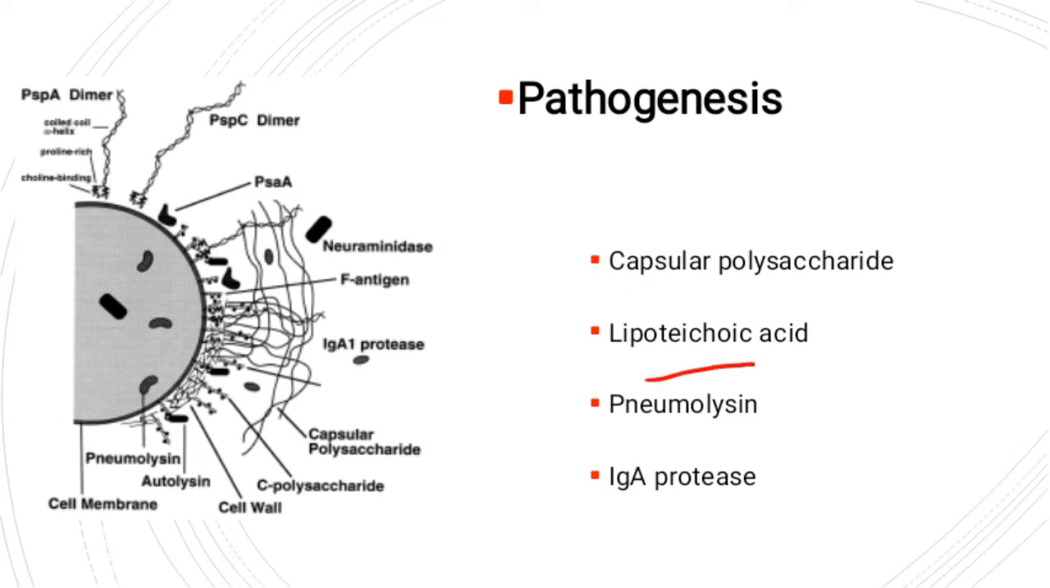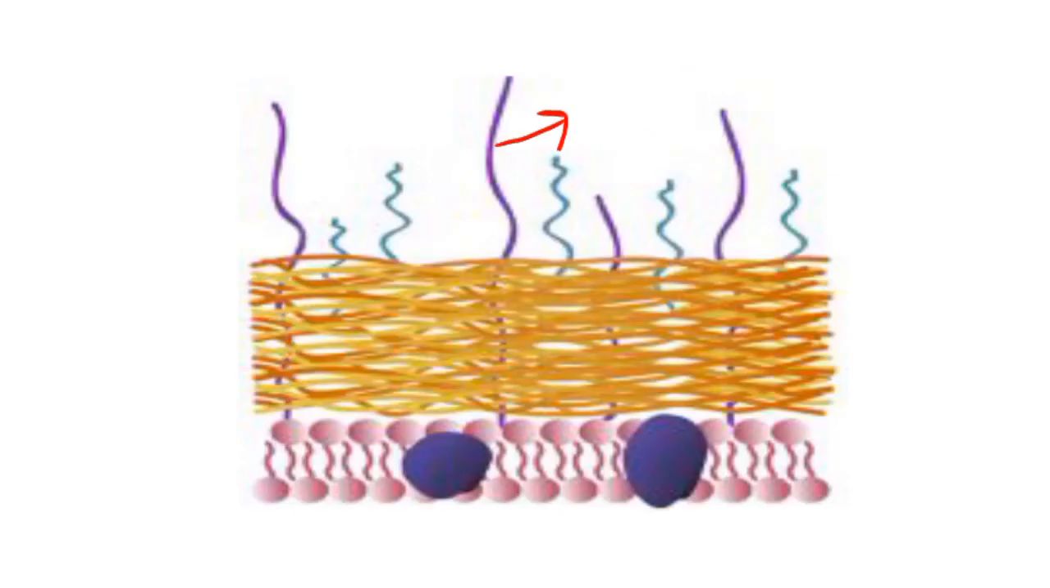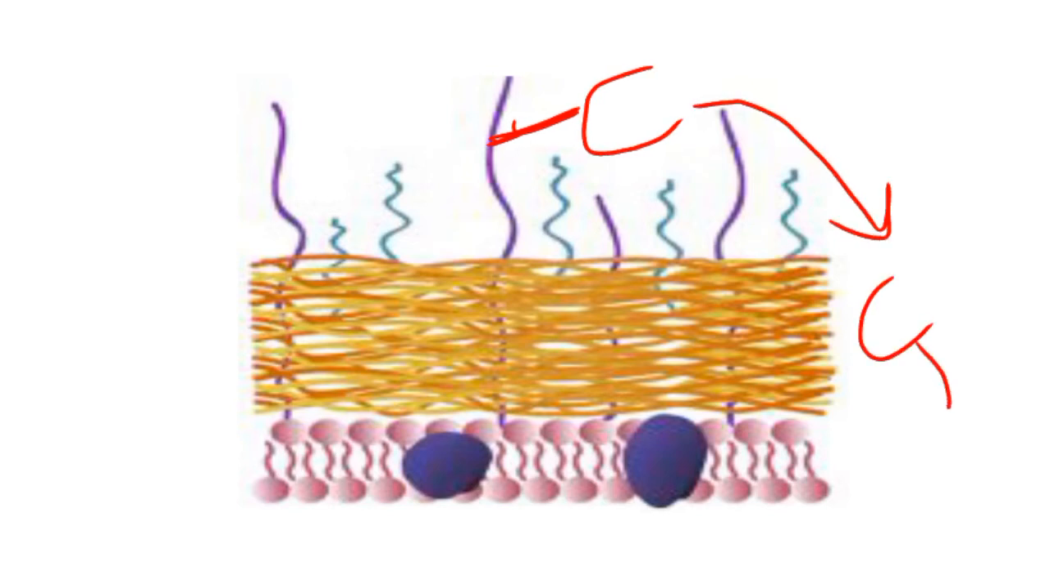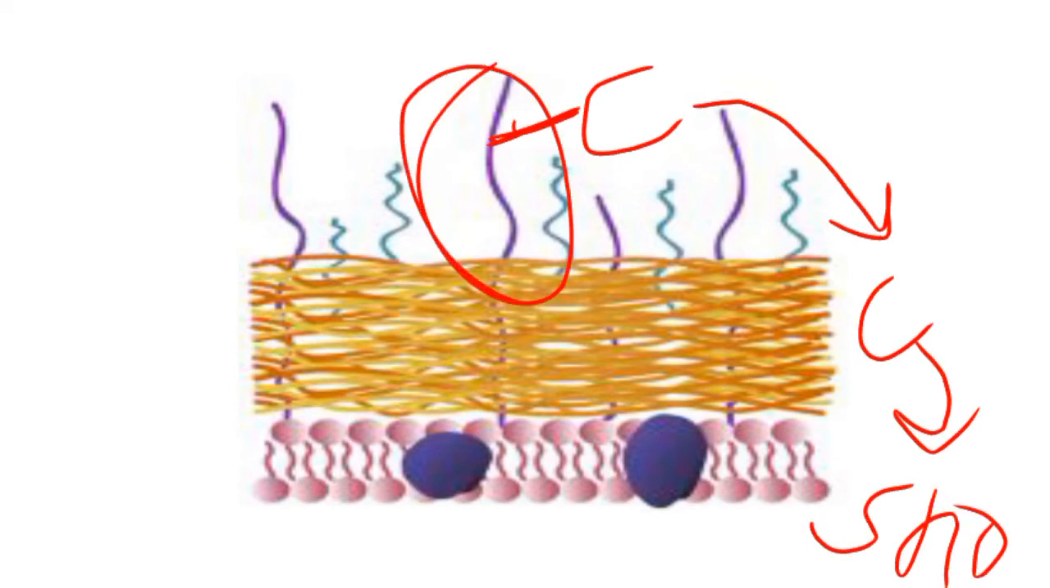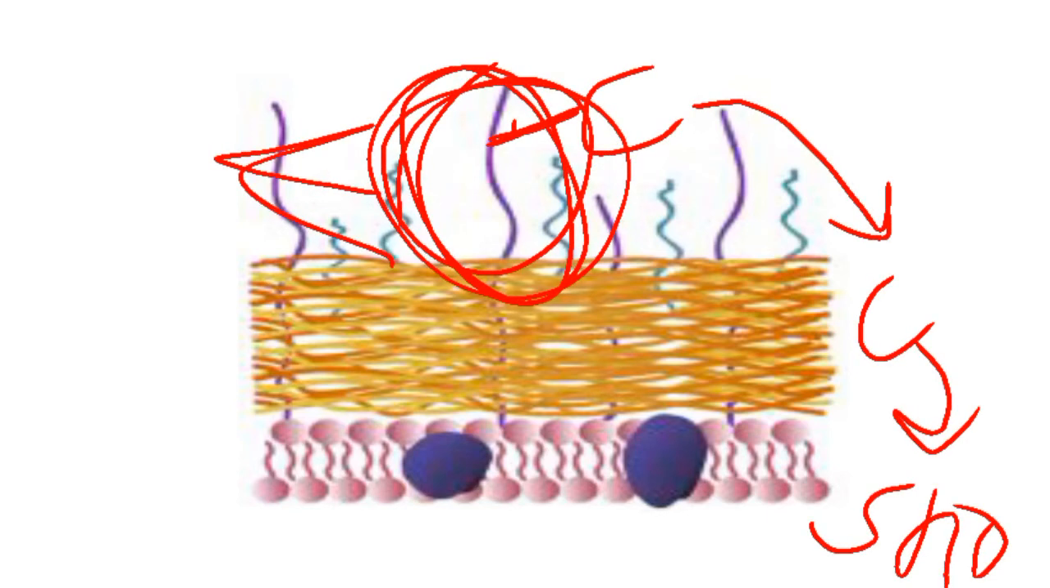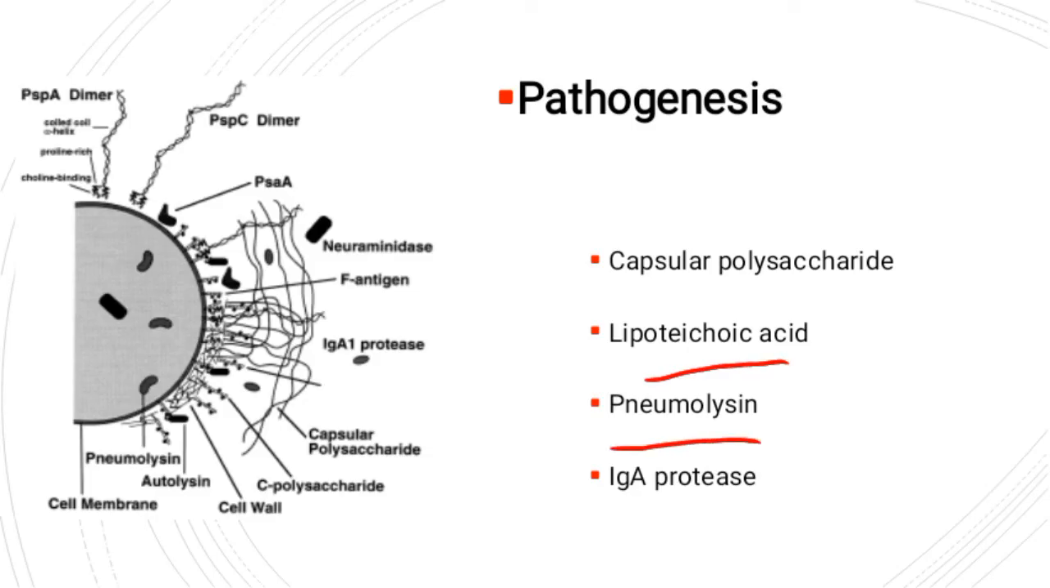Oh, it also contains teichoic acid. This teichoic acid also plays a role in pathogenesis. But how? Remember, this teichoic acid activates the complement system, and this complement pathway will cause increased production of cytokines, and this increased production of cytokines will cause septic shock. The body will enter into shock. But mostly, this teichoic acid causes disease or acts as a virulence factor in immunocompromised patients, meaning those patients that have weak immunity.